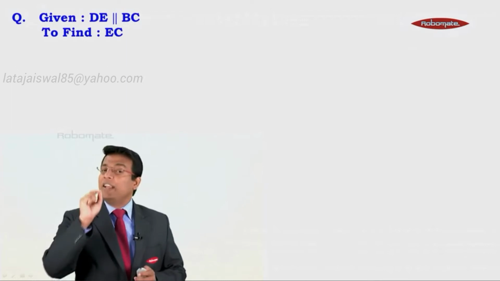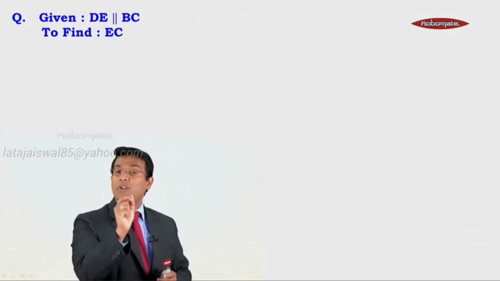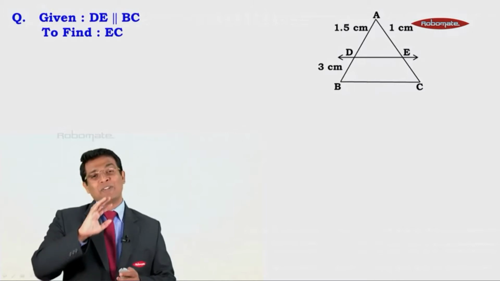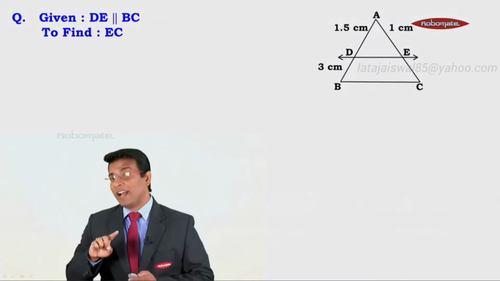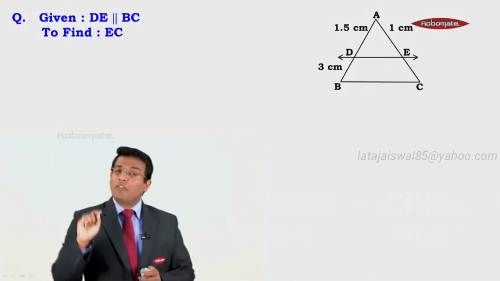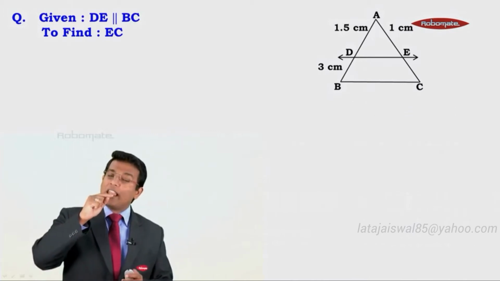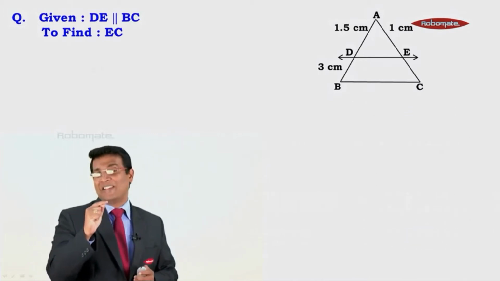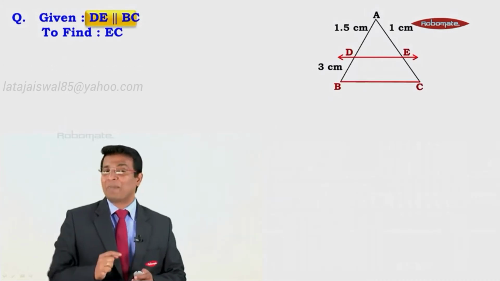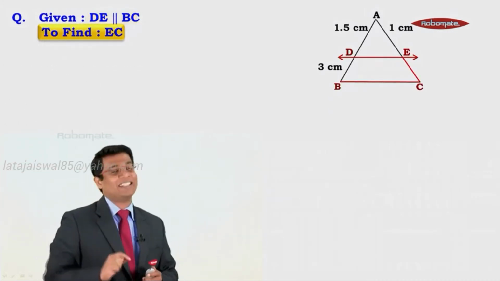It says given DE is parallel to BC, to find EC. We have the figure given to us and the few measurements given there. And from that given information, we need to find the length of EC. First of all, in that triangle, we have DE parallel to a side. So the question is, can we apply BPT here? Yes, we can apply because DE is parallel to BC, right?